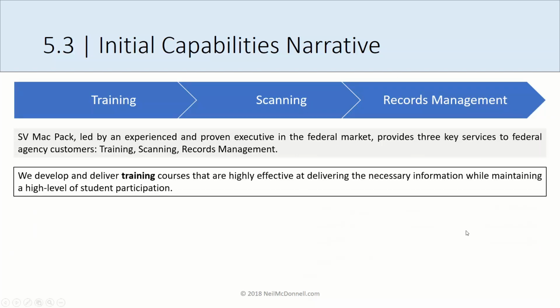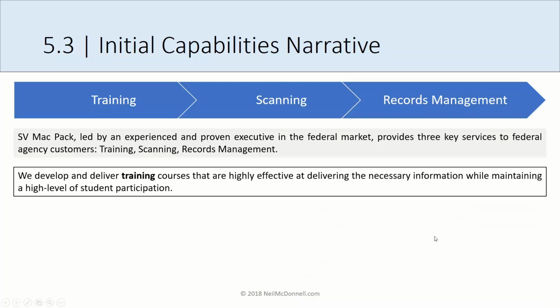Here I wrote, we develop and deliver training courses that are highly effective at delivering the necessary information while maintaining a high level of student participation. That hits on some of the things that are important for me that I'm trying to communicate with my customer, right? Hopefully that sentence makes sense. Each of you has a different business, and so you're going to have to work this out for yourself, but you see the direction I'm going.